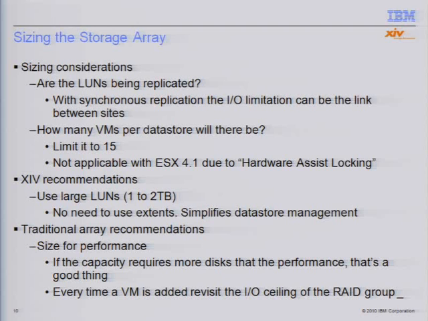The reason we recommend larger LUNs with XIV is because all the data is striped across all the disks within the array, and all the components within the array are used equally. With larger LUNs, you no longer need to use extents, and it simplifies your data store management. So you don't have multiples of those 500 gig LUNs. You can just have some larger 2 terabyte LUNs. For traditional arrays, size for performance. Yes?